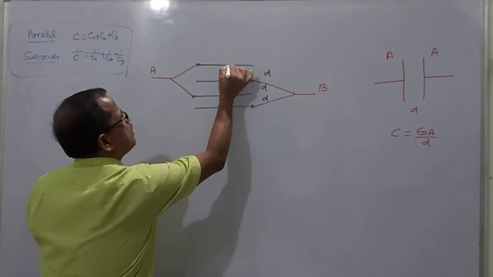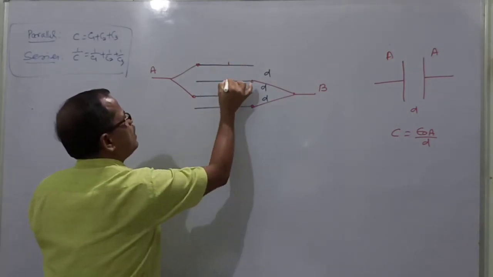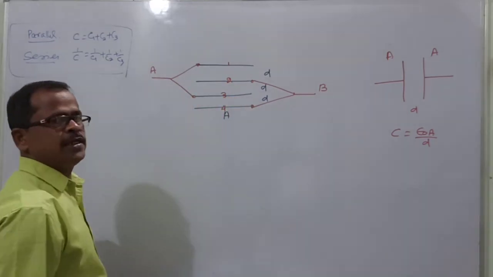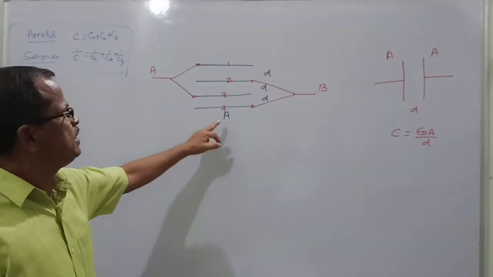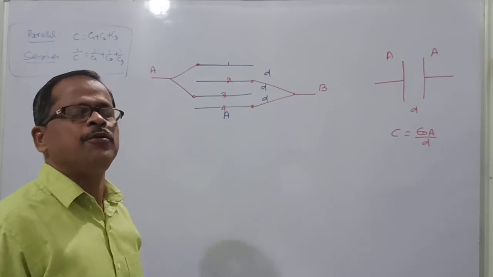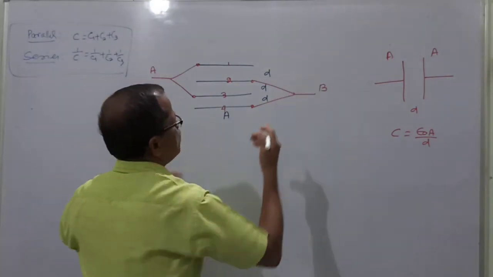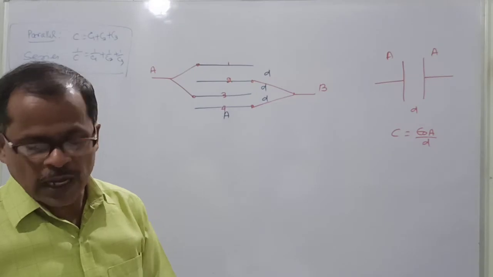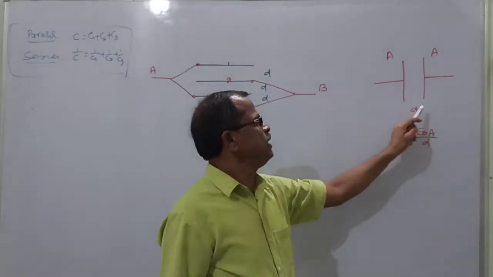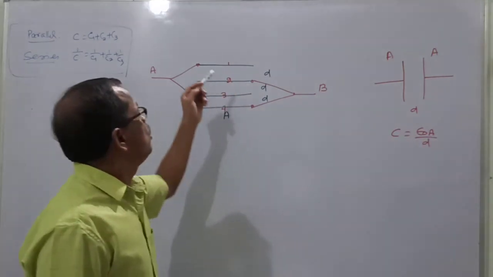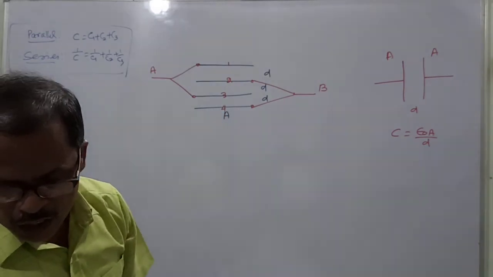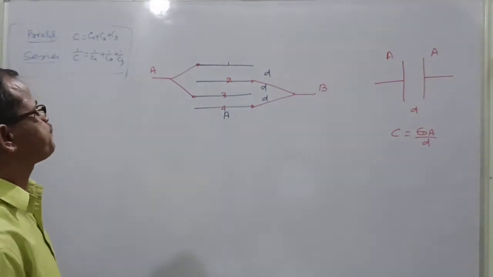I will name the plates: plate number 1, plate number 2, plate number 3, plate number 4. How many plates? 4 plates. Area of each plate is A. Plate separation is D. I have to find out the net capacitance between the points A and B. How to get it? How many capacitors? I know only one capacitor, 2 plates, plate area A, separation D, epsilon 0 A by D. But here there are 4 plates, 1 plate, another plate, another plate, another plate. But how many capacitors will I get? Look here. I will write.